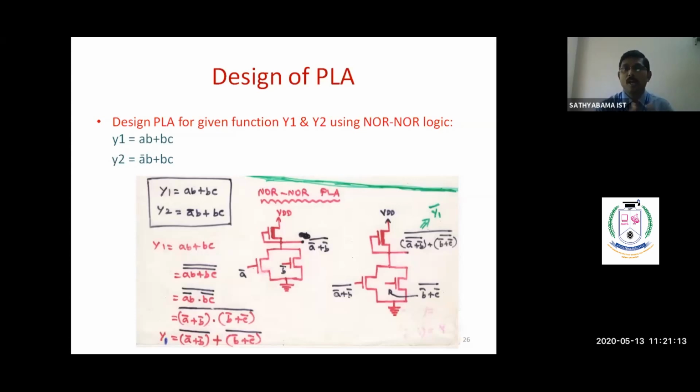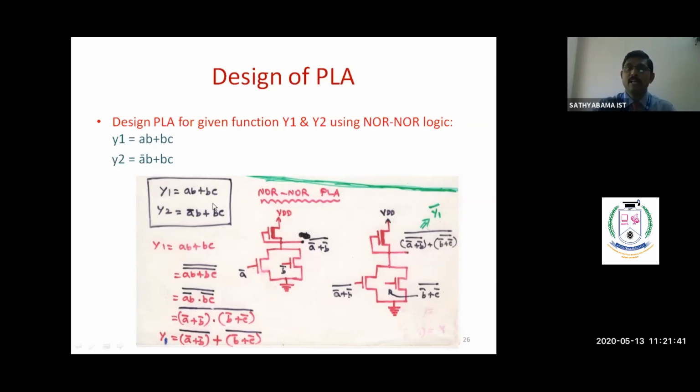Already we have discussed that the PLA consists of two planes, one is the AND plane and the other one is the OR plane. If you design both planes by using NOR logic, that is called NOR PLA or NOR PLA logic. If you design both the planes by using NAND logic, that is called NAND logic PLA or NAND PLA. Okay. So first we are going to design the given function by using NOR logic PLA.